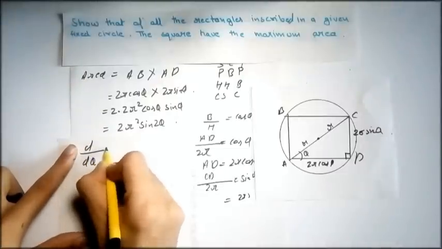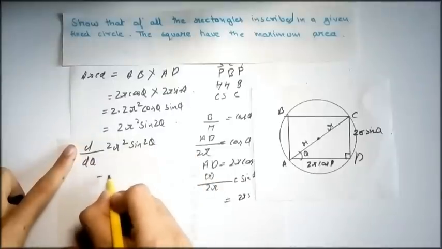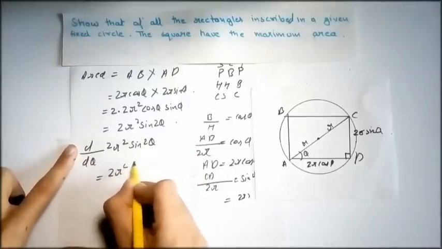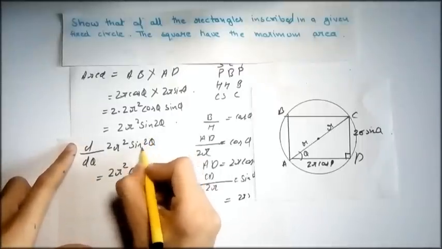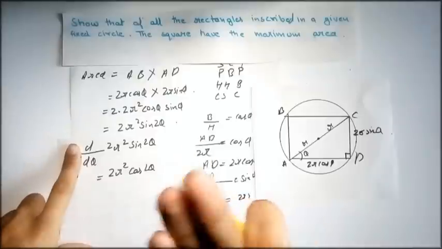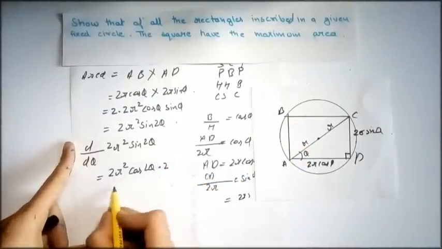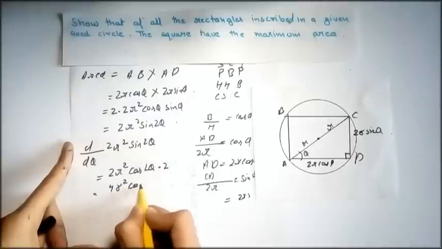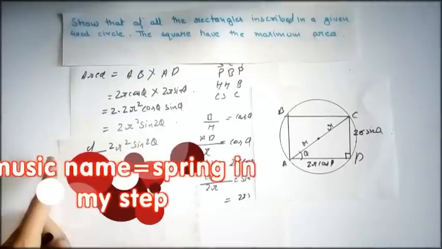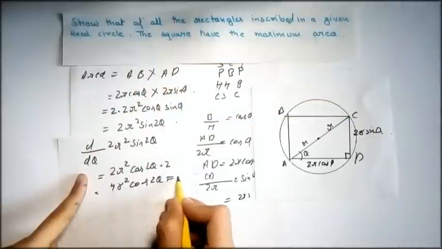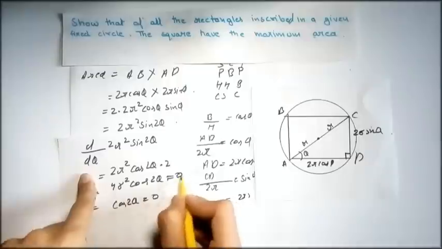That is dA by d theta, where A is equal to 2r square sine 2 theta. Now differentiating with respect to theta, 2r square, sine's derivative is cos 2 theta, but there is a 2 in here. You know the chain rule, you should know the chain rule before jumping into application of derivative, and we will get one more 2 in here. So that is 4r square cos 2 theta. Now we will find the theta with this. Put it equal to 0, then cos 2 theta is equal to 0.